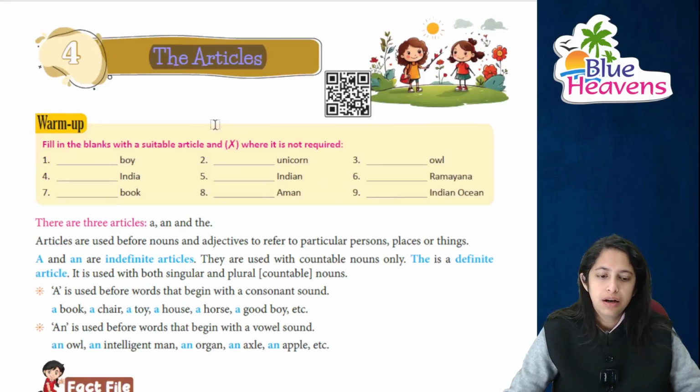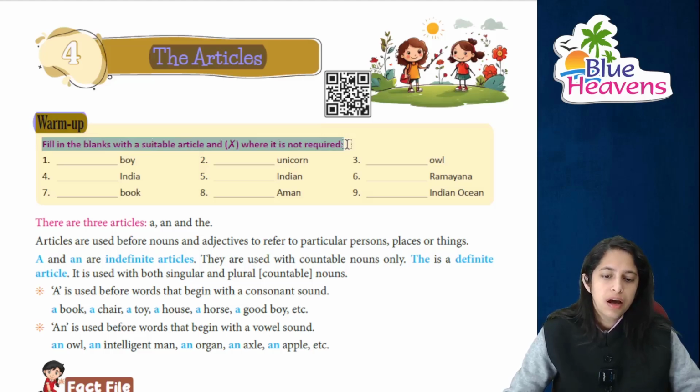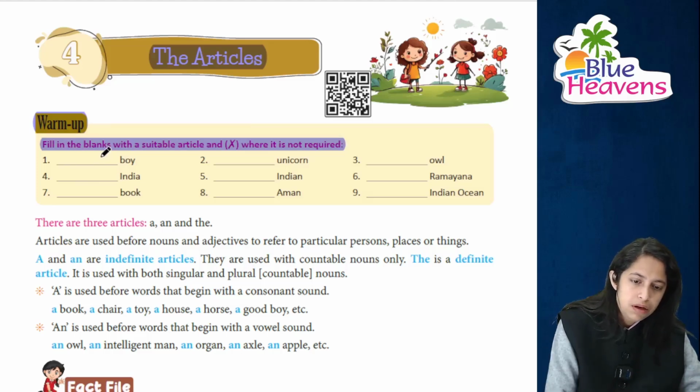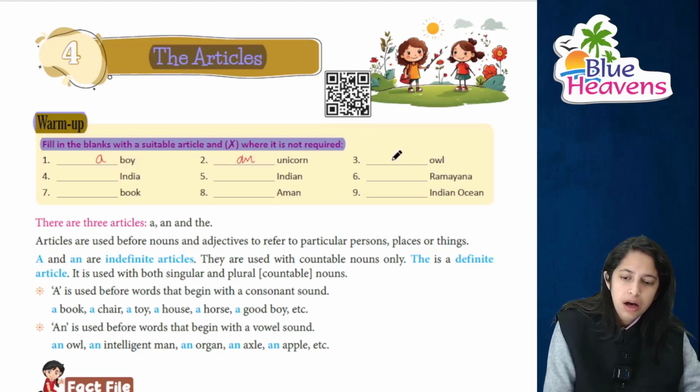So let's begin. Title of our chapter is the articles, right? There is a warm-up exercise where you have to fill in the blanks with the suitable articles where required and put a cross where it is not required. This is a boy. You can write it, a boy, right? A boy, a unicorn, right? An owl, right?